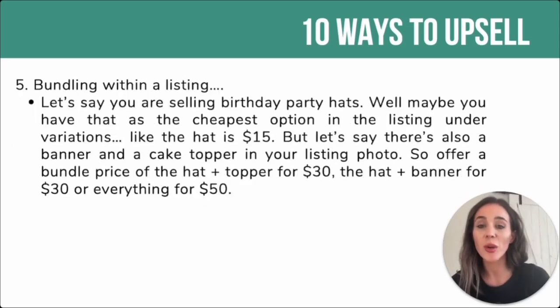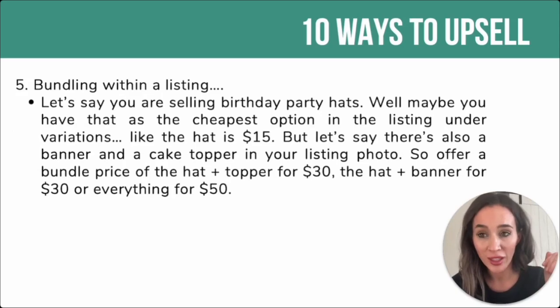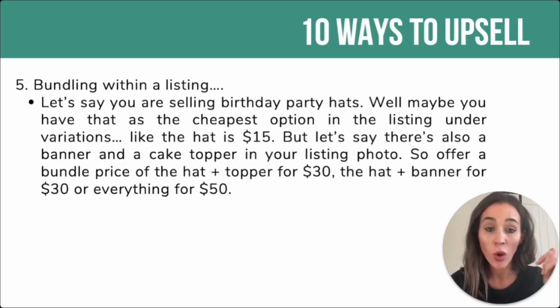So the next way to upsell is bundling within a listing. So let's say you are selling birthday party hats. Well, maybe you have the hat as the cheapest option in the listing under your variations. So like the hat is $15, but let's say there's also a banner and a cake topper in your listing photo. So you're going to offer a bundle price of like the hat and the topper for $30, the hat and the banner for $30, or maybe you can offer the total package for $50. So when people see things together, they're much more likely to purchase a bundle.